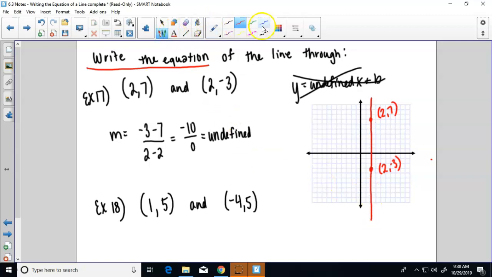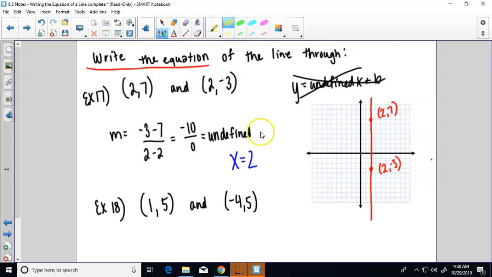And for vertical lines, what do the equations look like? x equals a number. And in this case, x equals 2, because that's what our x coordinate is. So if you get this, here's what you need to do to write the equation.